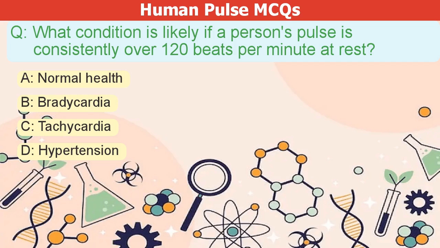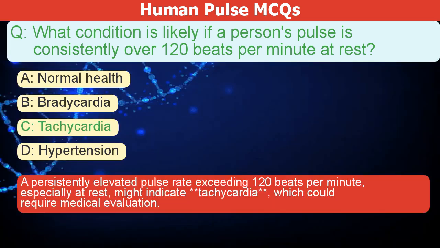What condition is likely if a person's pulse is consistently over 120 beats at rest? A. Normal health. B. Bradycardia. C. Tachycardia. D. Hypertension. The correct answer is C. A persistently elevated pulse rate exceeding 120 beats, especially at rest, might indicate tachycardia, which could require medical evaluation.